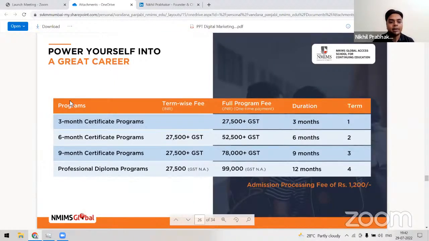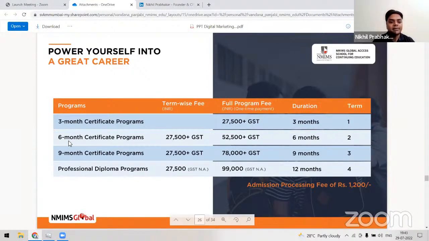If you also look at, let's say, the fee details, these are the fee details, which are very simple over here. Let me tell you about the 3-month certificate program. In the 3-month certificate program, you pay the entire fee in one go. It's kind of a bullet payment. Full program fee, one-time payment, 27,500 plus GST. And you choose which certificate program you want to go for, search, social, or anything else. Okay, the digital marketing analytics, for example.